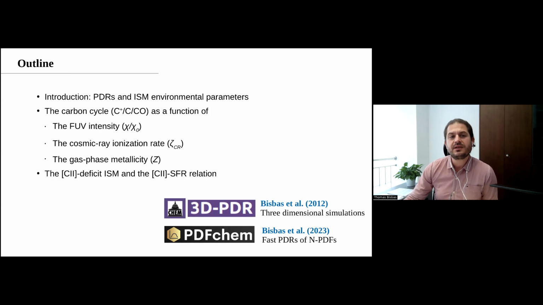We'll also see how these ISM environmental parameters affect the carbon cycle, which is the C+, ionized carbon, C, the atomic carbon, and CO, so carbon in the molecular form, as it is locked with the oxygen atom. And I will end up with a few words about the C+ deficits in the ISM and the C+ star formation rate relation, which is of significant importance in extragalactic astrophysics. The results I will show you are based on the codes, mainly the 3D PDR code, and the recently developed PDF Chem code.